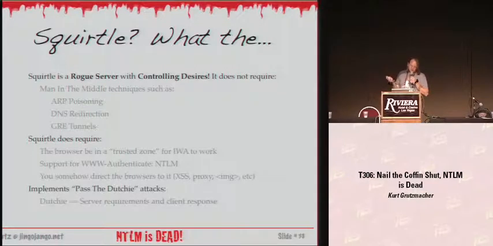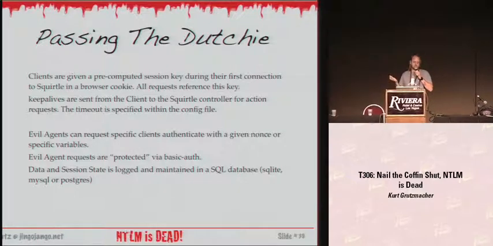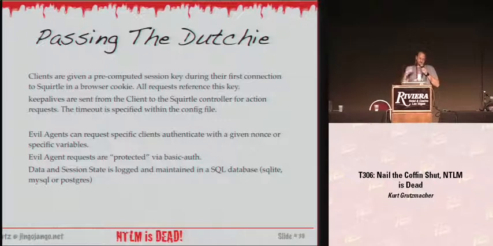Now, it's doing something I'm calling pass the Dutchie. We've had pass the hash. We're not using hashes. We're using Dutchies now. So the idea in Squirtle is when a client connects, I'm going to create a session key. So when that client reconnects to me, I've got a session, and I can talk back to that client in some way. Keepalives are used from the client side, some JavaScript in there, so the client will wait 5 seconds, 10 seconds, whatever you want, and then talk back to Squirtle and say, hey, I'm still here.